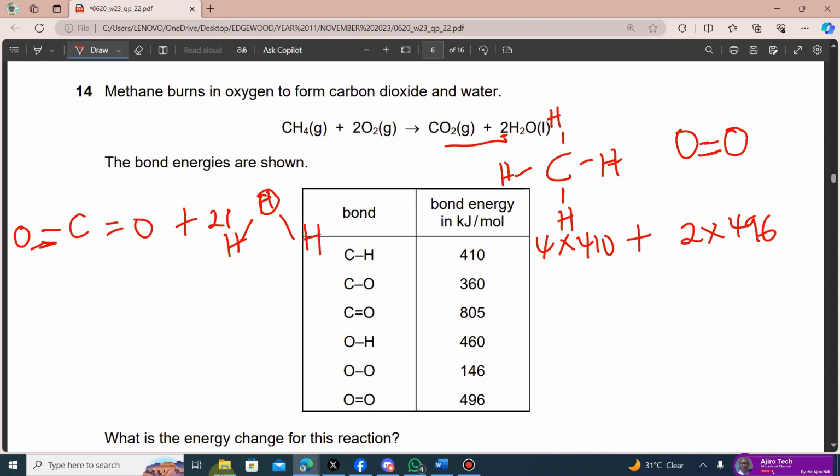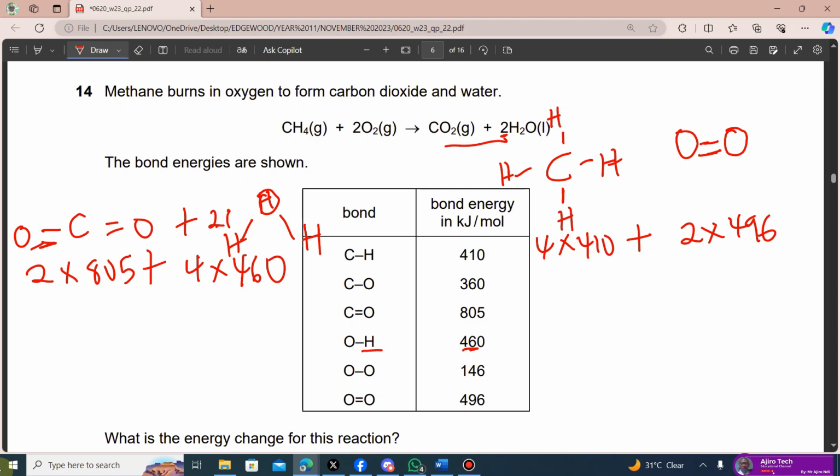So 2 sets of C double bond O, that's 2 times 805, plus there are 2 OHs. Okay, 2 OH, that's 460 times 2. So we're going to have OH, so that's 4 times 460. Because the first OH is 460, the second OH is 460, then we have a coefficient of 2 there, so that makes it times 4.